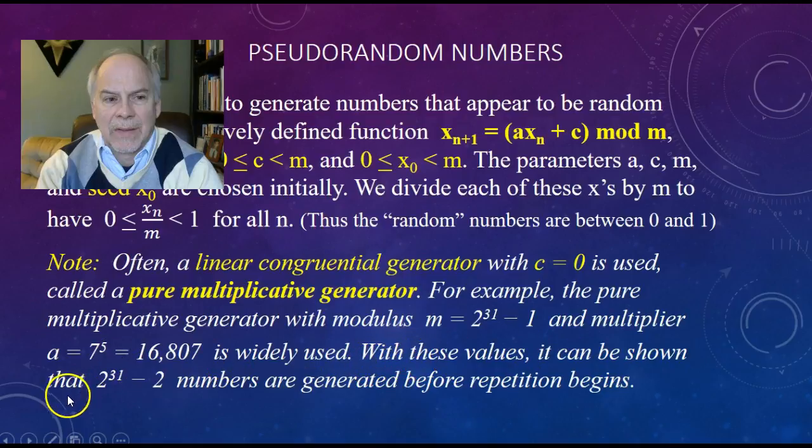Within these values, it can be shown that 2 to the 31st power minus 2 numbers are generated before repetition begins. Now that's a pretty high number. So this is a fairly simple random number generator that can run 2 to the 31st power times before repetition begins. That's pretty good. All right, that's a lot of random numbers before you repeat any random numbers.